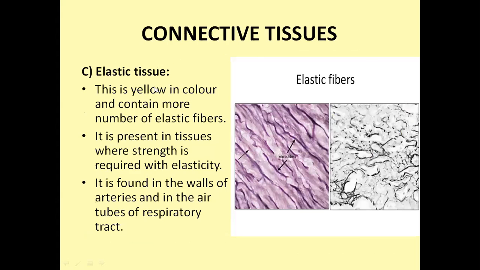So coming to elastic tissue, it is yellow in color and contains a larger number of elastic fibers. It is present in tissues where strength and elasticity are required. It is found in the walls of arteries and in the tubes of the respiratory system.